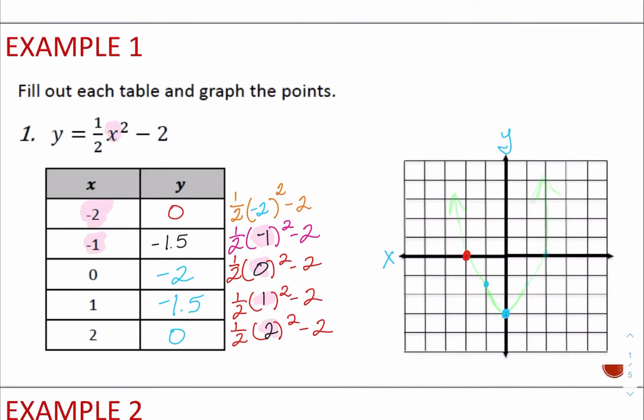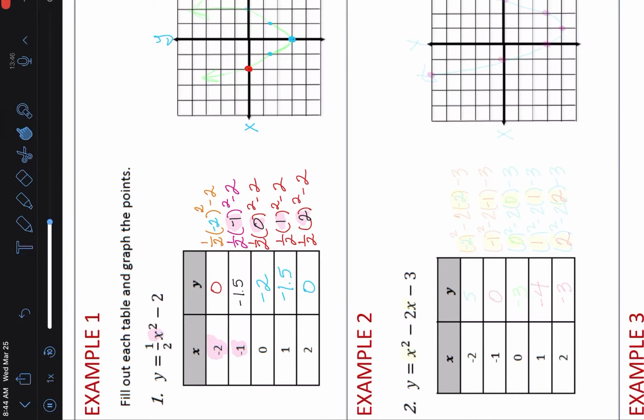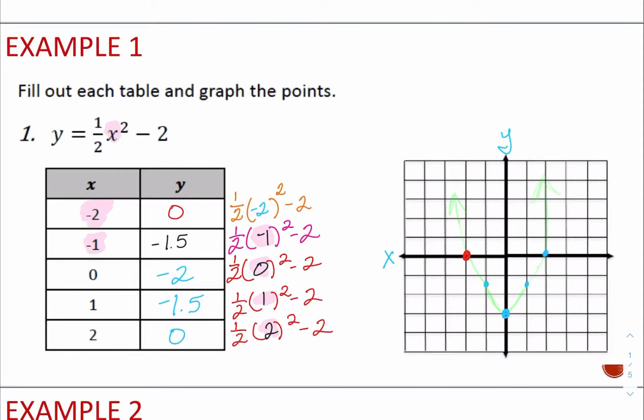Next, I have 1 in the x and -1.5 in the y, which is right there. And then lastly, I have 2 in the x and 0 in the y. All right, so we have 5 ordered pairs all plotted. And if you notice, they create this U-like shape. This U-like shape is what is called a parabola. So if we connect the dots, we'll create this U.